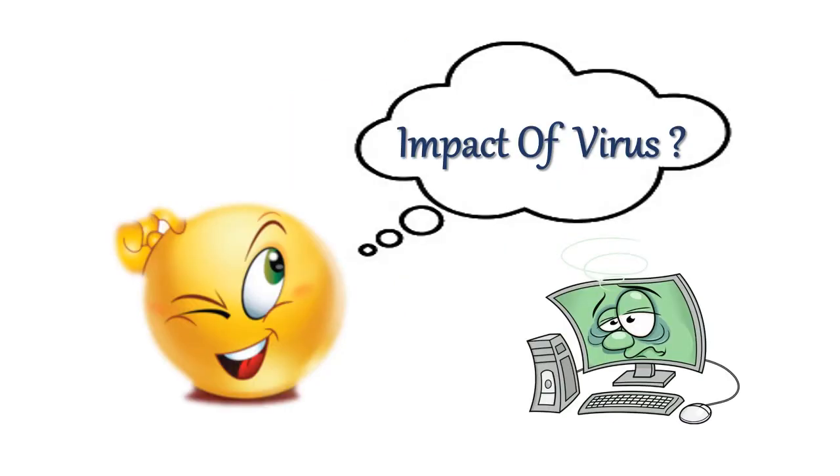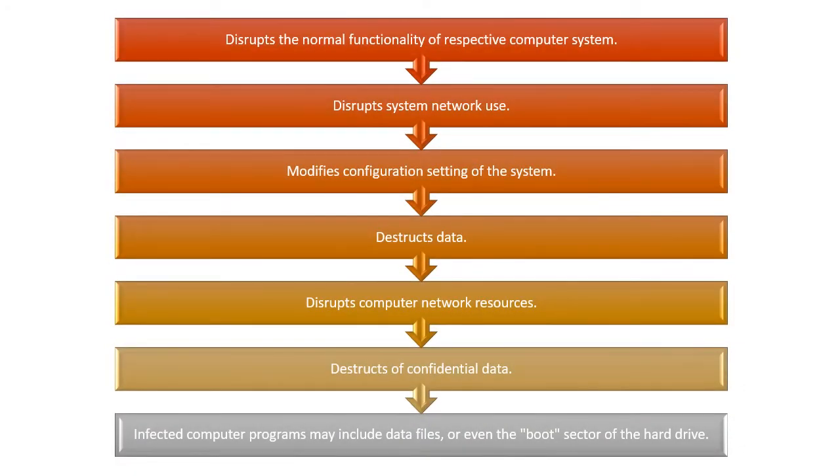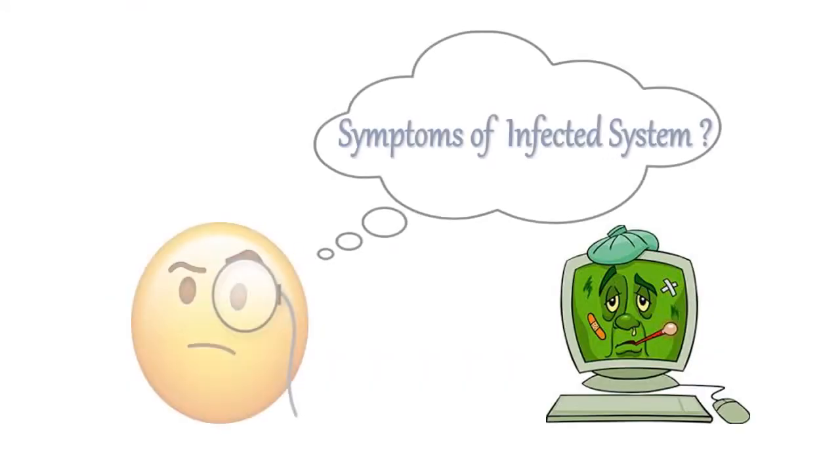Impacts of virus are: disrupts the normal functionality of the respective computer system. Disrupts system network use. Modifies configuration settings of the system. Destroys data. Disrupts computer network resources. Destroys confidential data. Infected computer programs may include data files, or even the boot sector of the hard drive.